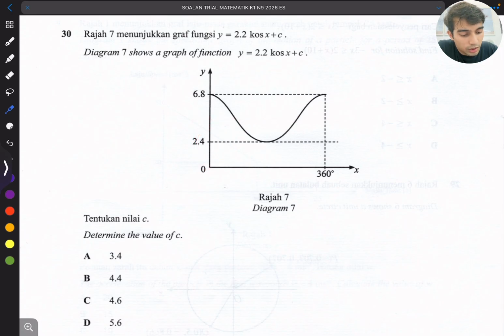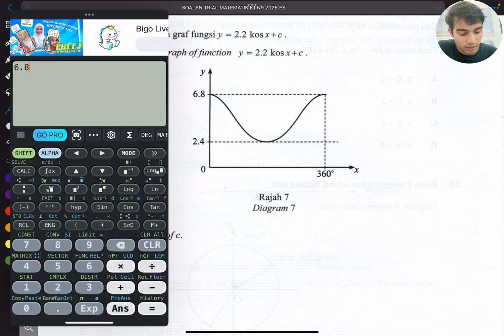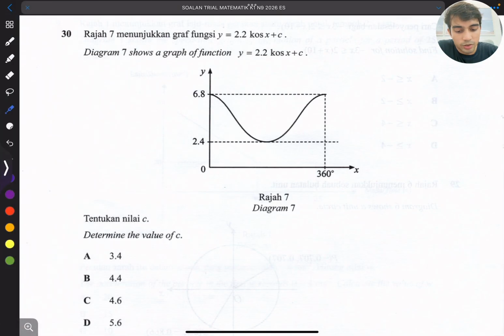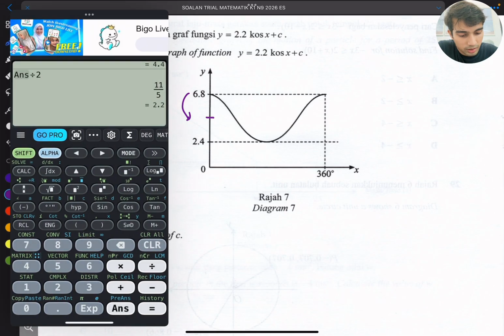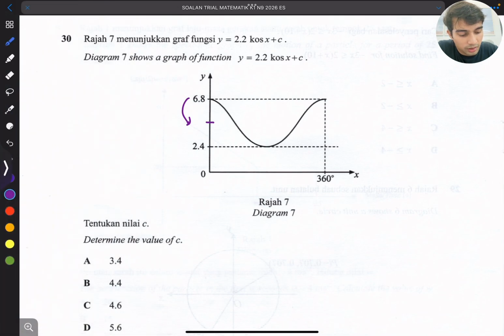From here to here, we can say this is equivalent to 2 amplitudes, because the center is here and the amplitude is just from the center to here. So this plus this is 2 amplitudes. So 6.8 minus 2.4, divided by 2, so each amplitude is 2.2. So from here, 6.8 minus 2.2, we get 4.6. From here to here is 2.2, here to here is 2.2, which is the amplitude.